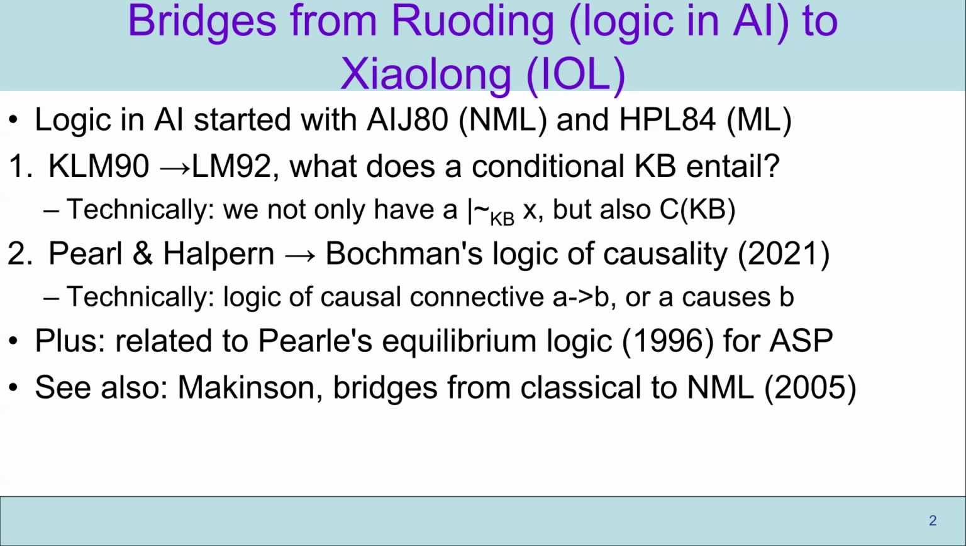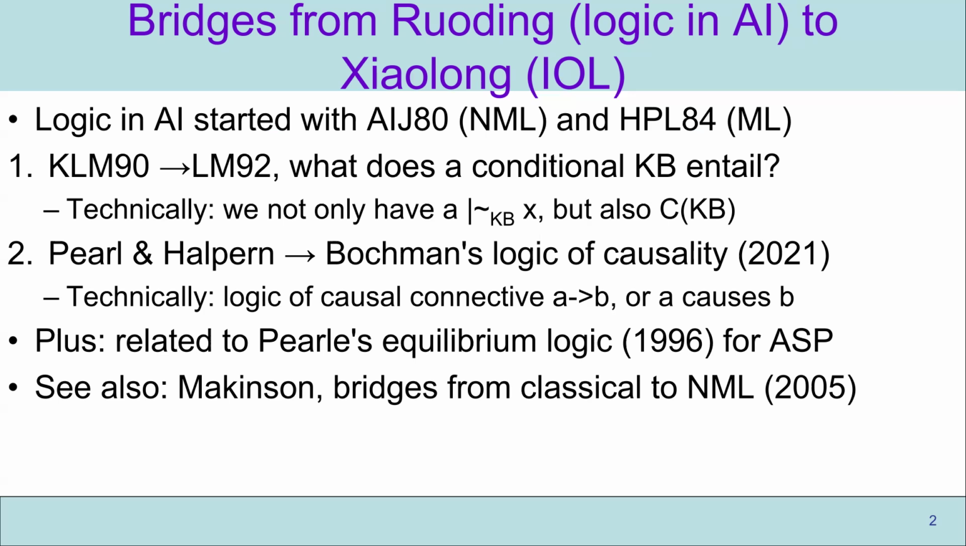But actually, if you work in AI, people typically say that there are two sides of this coin. On the one hand, there is KLM90, which is this monotonic fragment, but then there is also the Lehmann and Magidor 92, which is the non-monotonic closure operator on this. So this is really very important, and according to some people, the most important thing in non-monotonic logic.